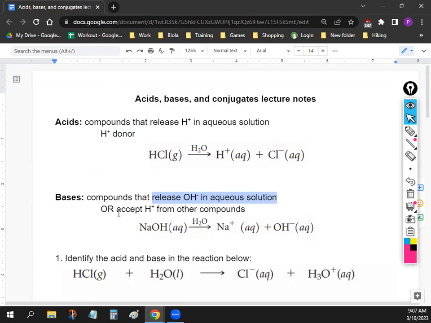The other definition of a base is that they accept H plus from other compounds. Okay, so that's another way that you can define it. Okay, so acids are easy. They give away H plus. Base is a little bit trickier. They either release OH minus or they accept H plus. Okay, so that's all the definitions basically for the unit. We're just going to be applying this in different situations now.